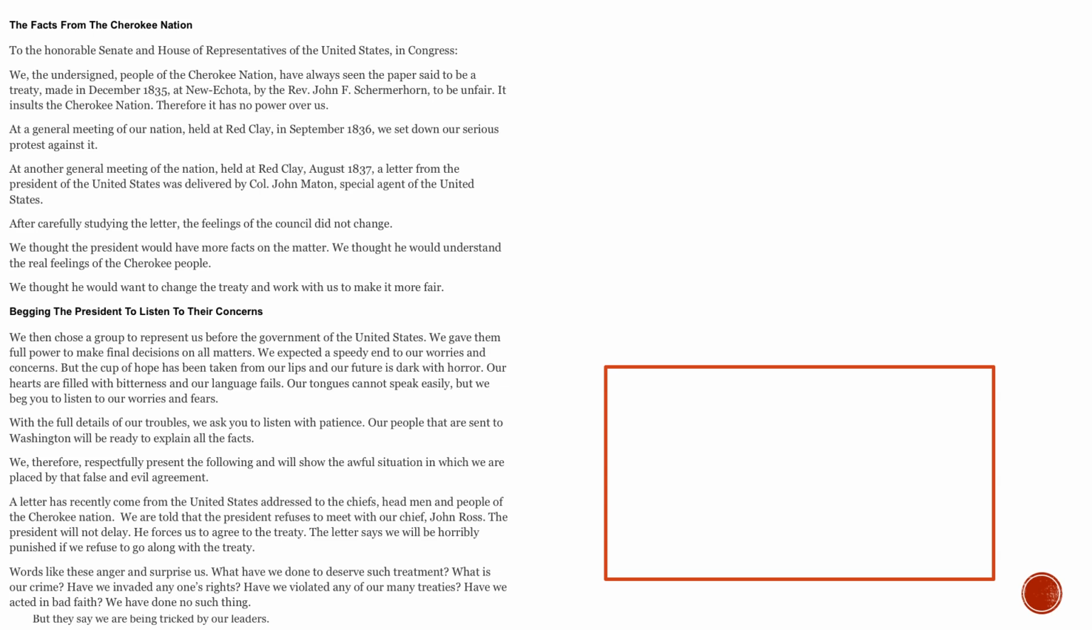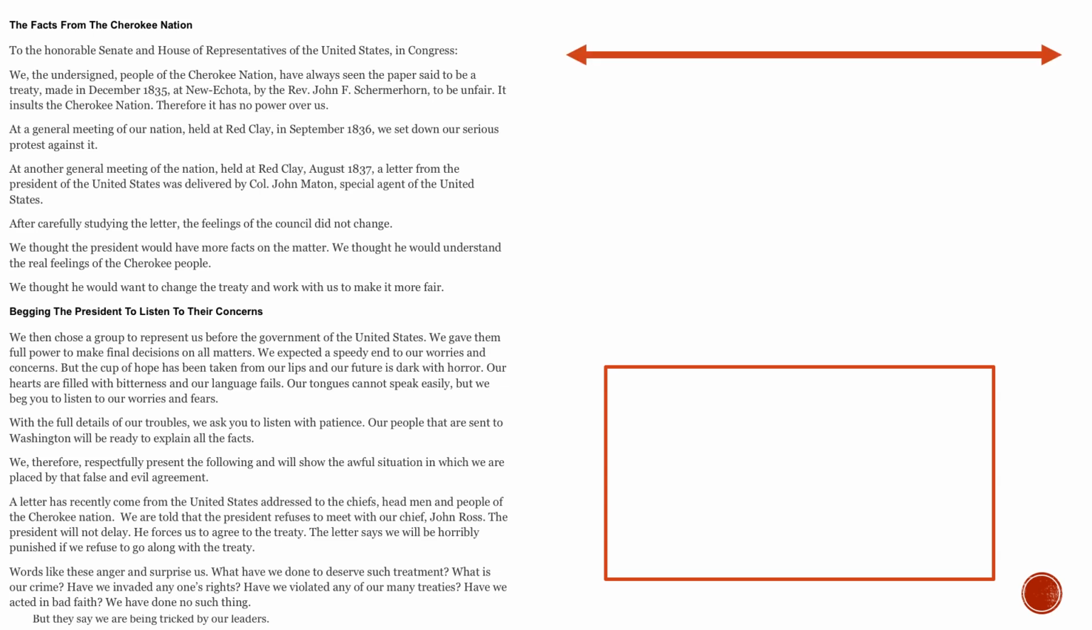At a general meeting of our nation, held at Red Clay in September 1836, we set down our serious protest against it. At another general meeting of the nation, held at Red Clay, August 1837, a letter from the President of the United States was delivered by Colonel John Mayton, Special Agent of the United States. After carefully studying the letter, the feelings of the Council did not change. We thought the President would have more facts on the matter. We thought he would understand the real feelings of the Cherokee people. We thought he would want to change the treaty and work with us to make it more fair.